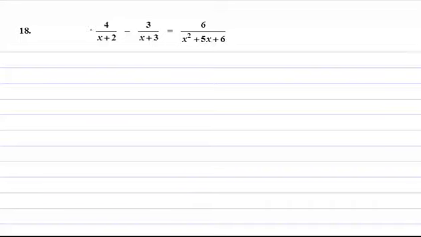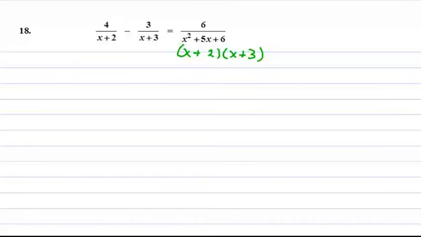Here we're trying to solve an equation involving rational expressions. So the first thing we want to do is factor all denominators. The only one that's factorable is the last one. It's a trinomial. Leading coefficient is 1. The last term is positive, so signs match the middle. And 2 times 3 is 6, and they add up to 5.